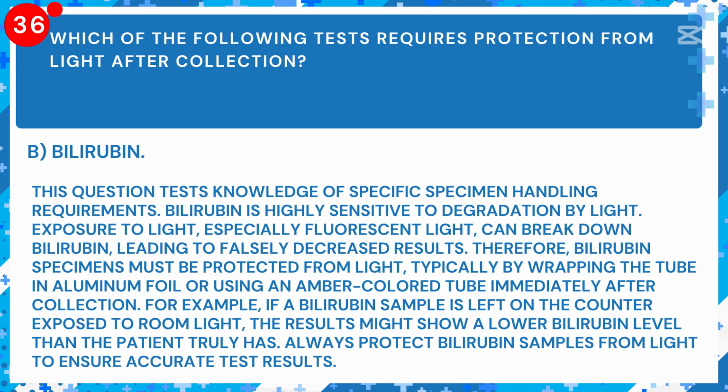Answer: B. Bilirubin. Explanation: this question tests knowledge of specific specimen handling requirements. Bilirubin is highly sensitive to degradation by light. Exposure to light, especially fluorescent light, can break down bilirubin, leading to falsely decreased results. Therefore, bilirubin specimens must be protected from light, typically by wrapping the tube in aluminum foil or using an amber-colored tube immediately after collection.